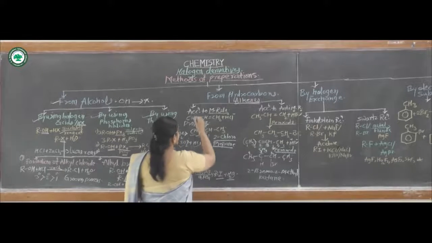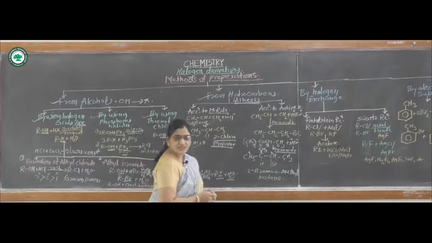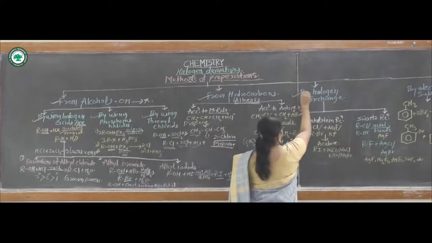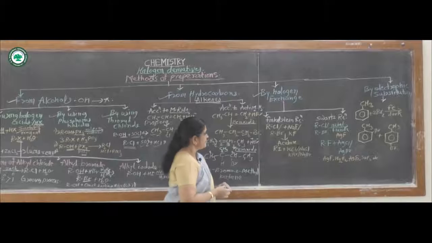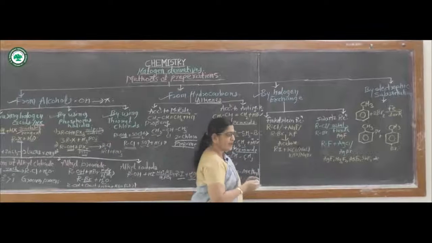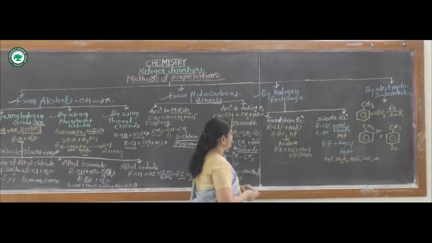In this way, there is a second method, that is from hydrocarbons, that is from alkenes. Then the third method is by halogen exchange. In this reaction, one halogen atom gets exchanged with another halogen atom.